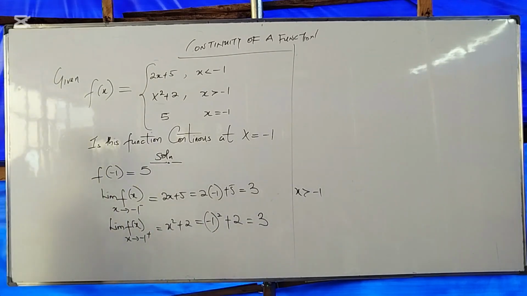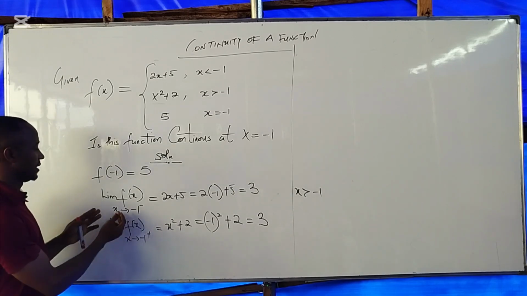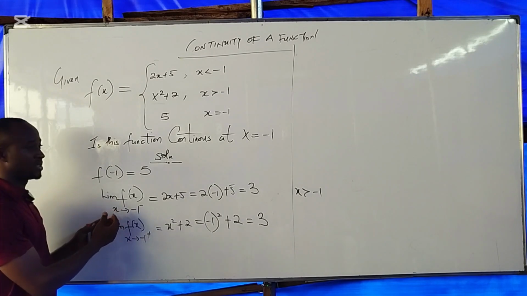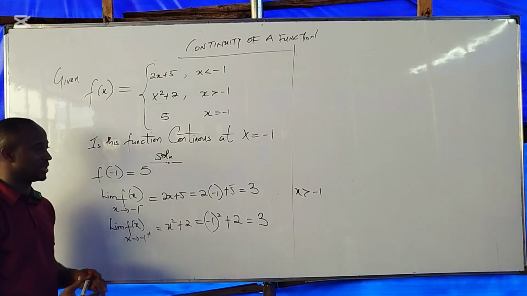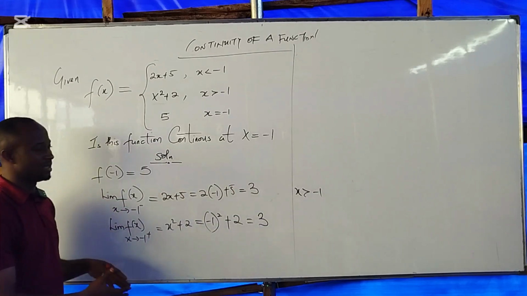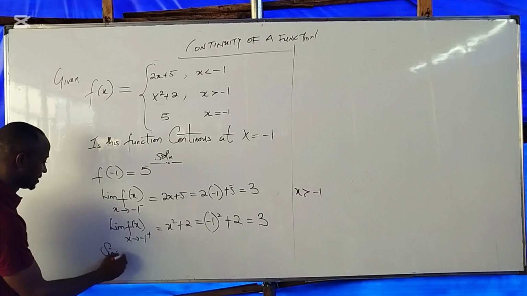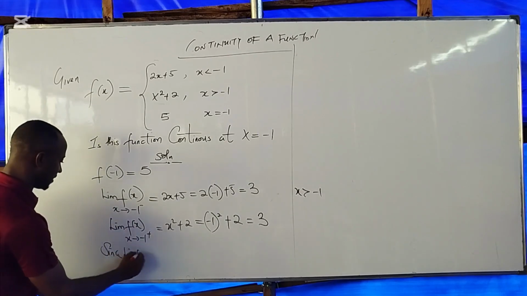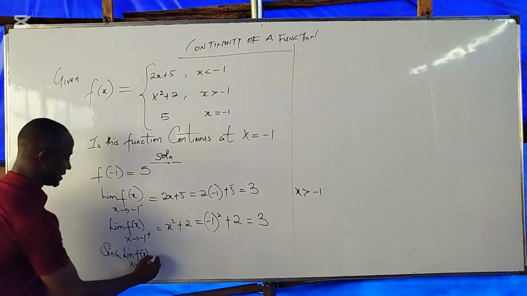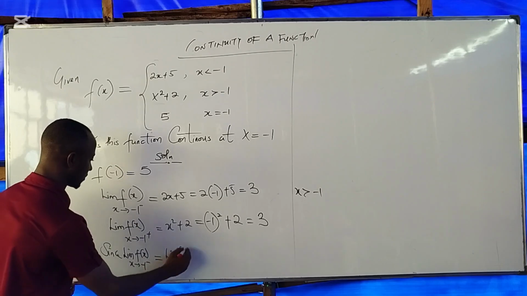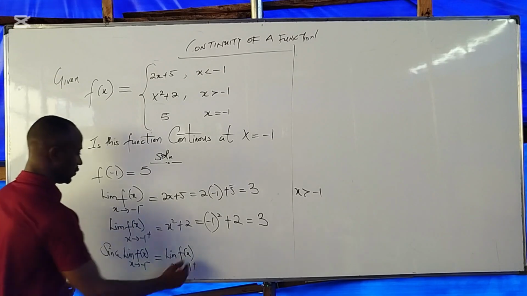All right, guys. So what you notice, the limit of f of x actually exists because the limit of f of x as x approaches minus 1 on the left hand side is equal to that on the right hand side. So since these two are equal, that means the limit exists. So I'm going to start by saying that since the limit of f of x as x approaches minus 1 on the left hand side is equal to the limit of f of x as x approaches minus 1 on the right hand side, which is equal to what?